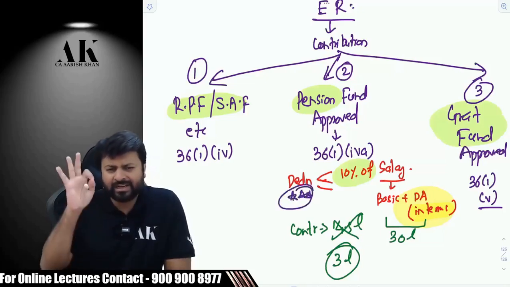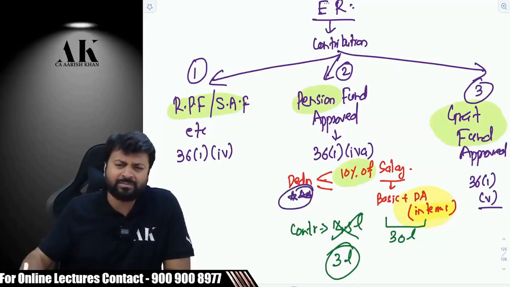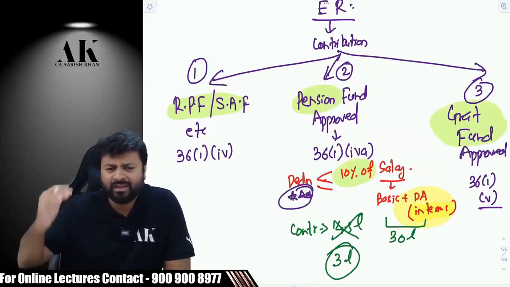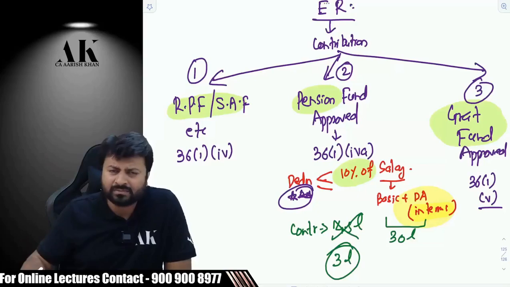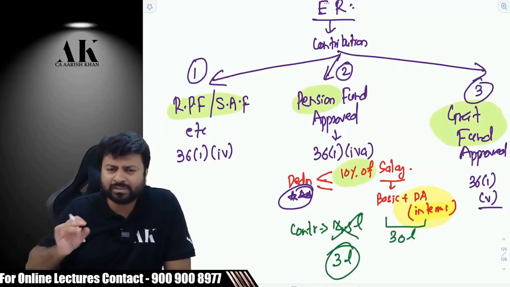They test this again and again in the examination. Always they ask this particular thing in the PGPP total income question, that this much is the salary, this much is the basic plus DA in terms. Tell me how much will be allowed. You have to restrict yourself to 10% of the basic plus DA in terms. It cannot be allowed more than that.